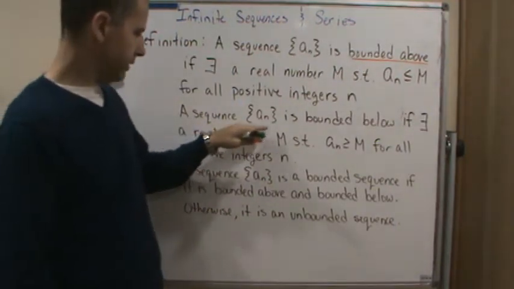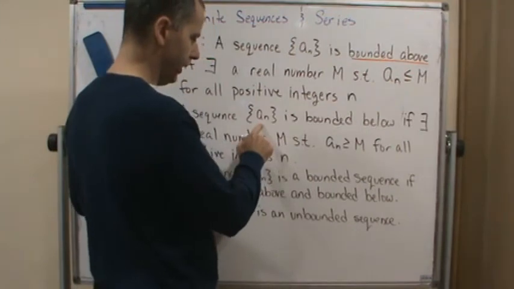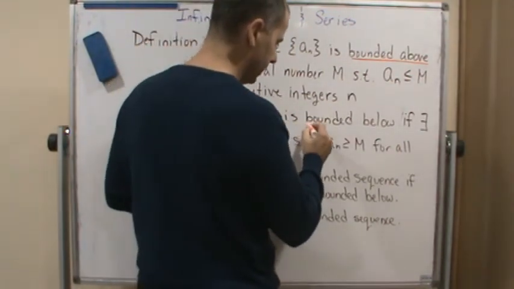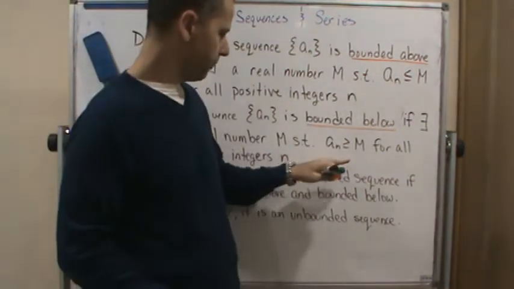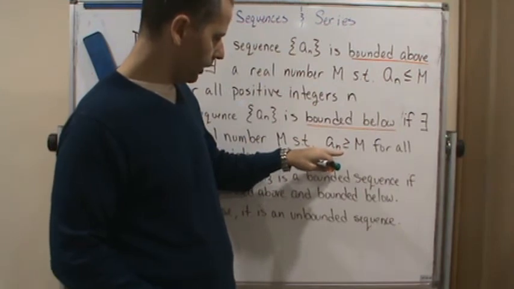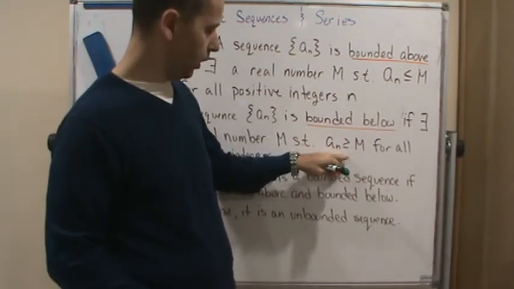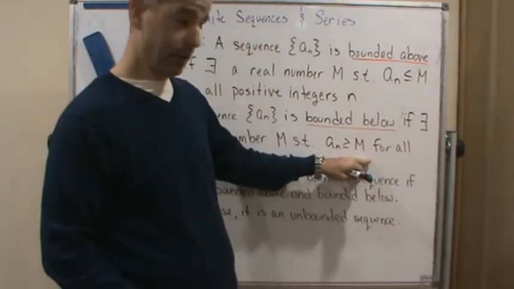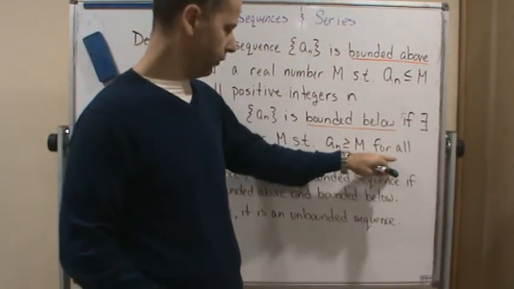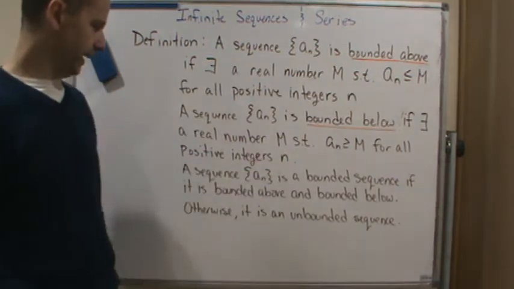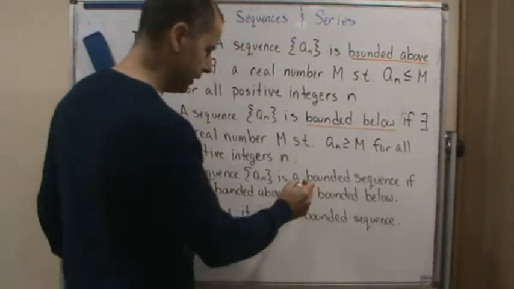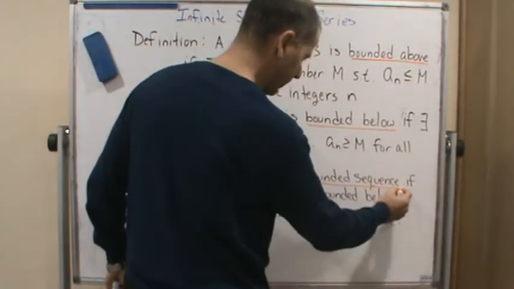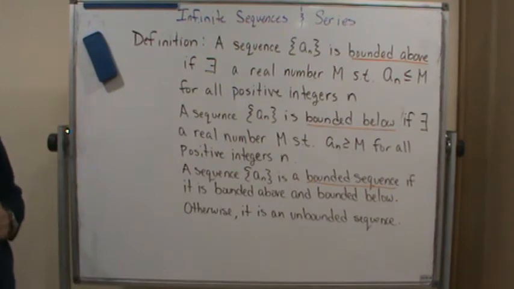Similarly, a sequence a sub n is bounded below if there exists a real number m such that the nth term of the sequence will always be above that value, okay, for all positive integers n, okay. A sequence a sub n is a bounded sequence if it is both bounded above and bounded below.